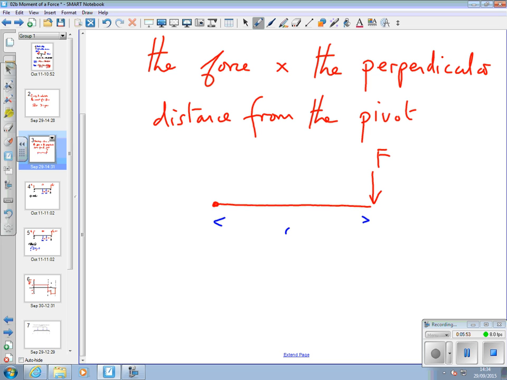So if that's the distance d, and that's the force F, and this is the pivot here, then the moment of the force is the force times the distance. So M is the moment, F is the force, and d is the distance. So you could add that to your formula sheet if you want.